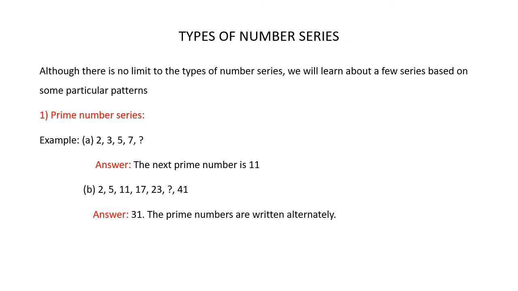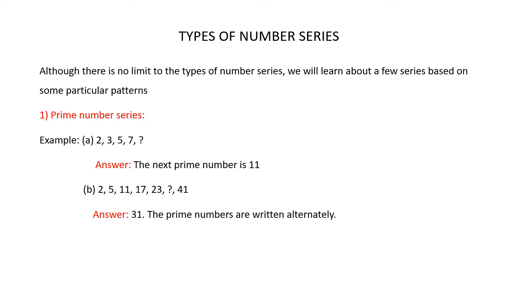Look at this example: 2, 5, 11, 17, 23, question mark, 41. These are all prime numbers. This is a prime number series. But here the prime numbers are written alternately. That is, one prime number between the numbers is not written. Here between 2 and 5, the prime number 3 is not written. Between 5 and 11, the prime number 7 is not written. Between 11 and 17, the prime number 13 is not written, and so on.